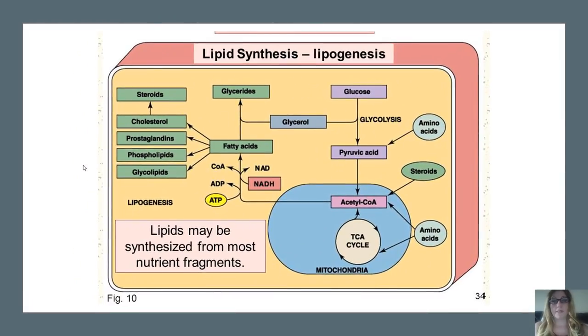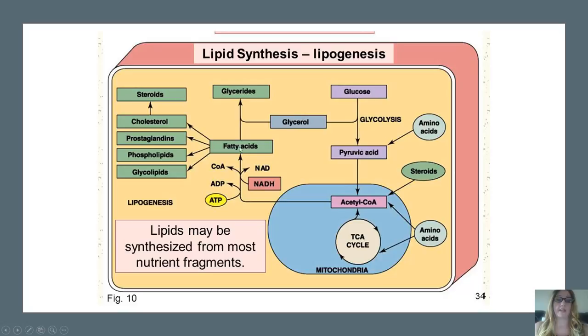So how do we make lipids? We make lipids through lipid synthesis, otherwise known as lipogenesis. So here is a schematic of lipogenesis. And I want you to realize here, the citric acid cycle is literally a cycle that goes in a circle. Now here, from acetyl-CoA, I can actually take acetyl-CoA and form fatty acids using ATP and NADH.